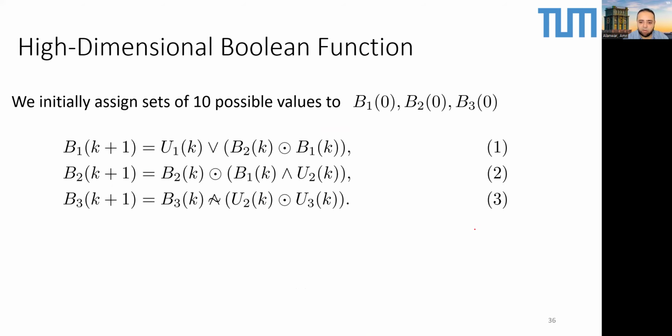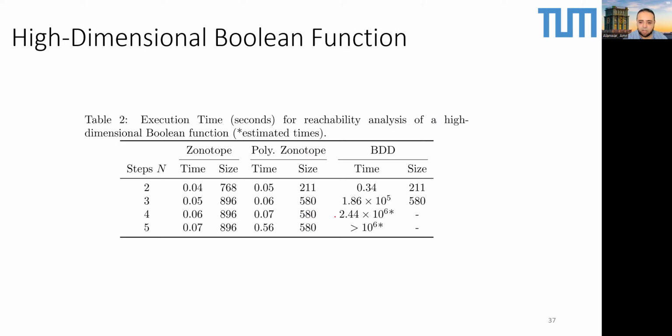And then we have also tried it with a high-dimensional Boolean function, in which we have 10 possible vectors with B1, B2, B3. And this is, I think, a 10-dimension vector. The BCN is very difficult to build the structure matrix, so I couldn't build it. So I compared only with BDD. The star means the execution time is very huge. It takes forever, so I just multiply the number of iterations by the execution time of one iteration.